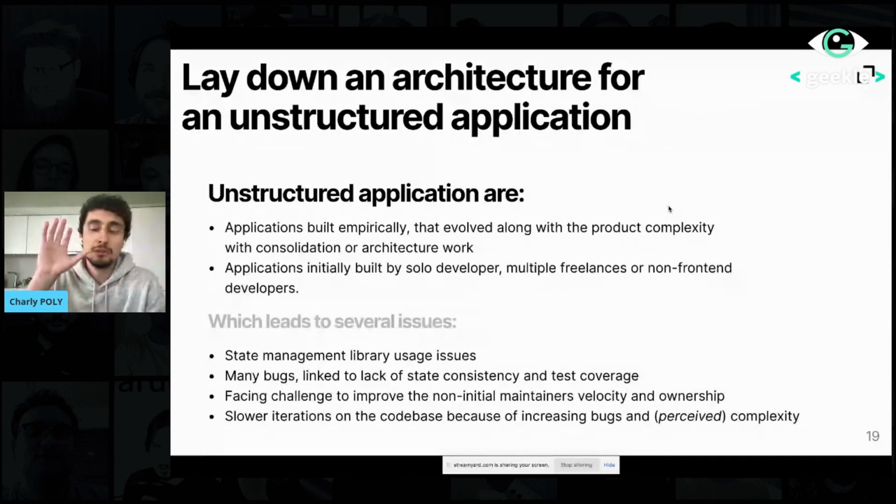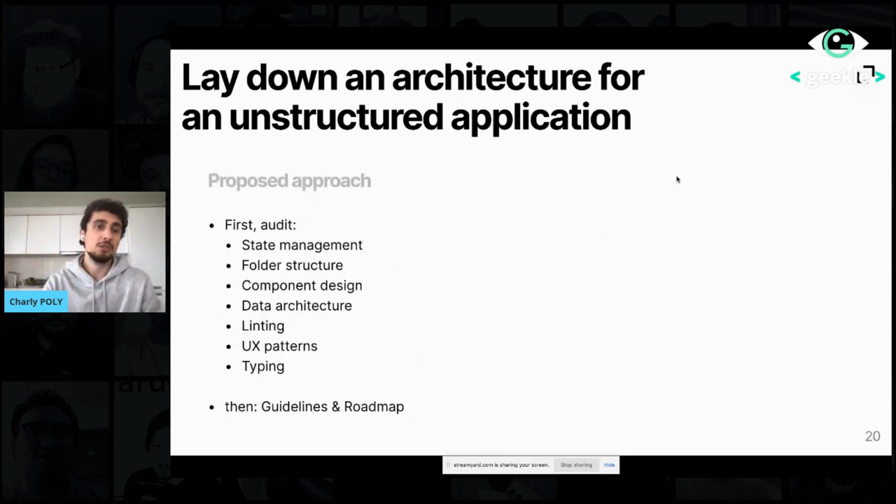So we're going to see the approach I use in this kind of situation to tackle this kind of technical debt. The proposed approach here is to do an audit and then guidelines and a roadmap. My typical audit methodology is to look at different sections of evaluation of the thing I'm going to audit, like state management, folder structure, component design, data architecture, linting, UX patterns, typing. And then once I have my audit, which is very exhaustive in terms of detail, I'm going to be able to put guidelines for new development and a roadmap to redeem the technical debt.